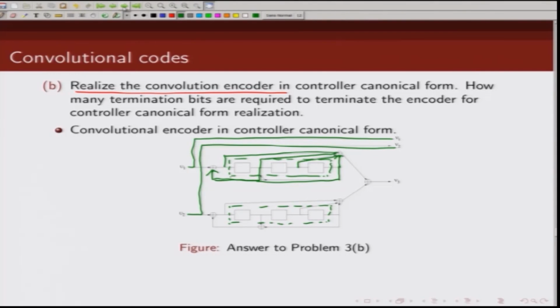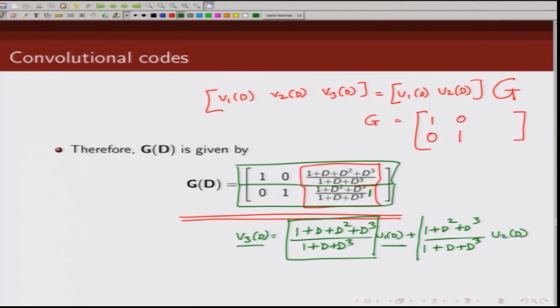So, this part is implemented. Next is this. Following the same procedure, we can find out the mapping between U2D and V3D.